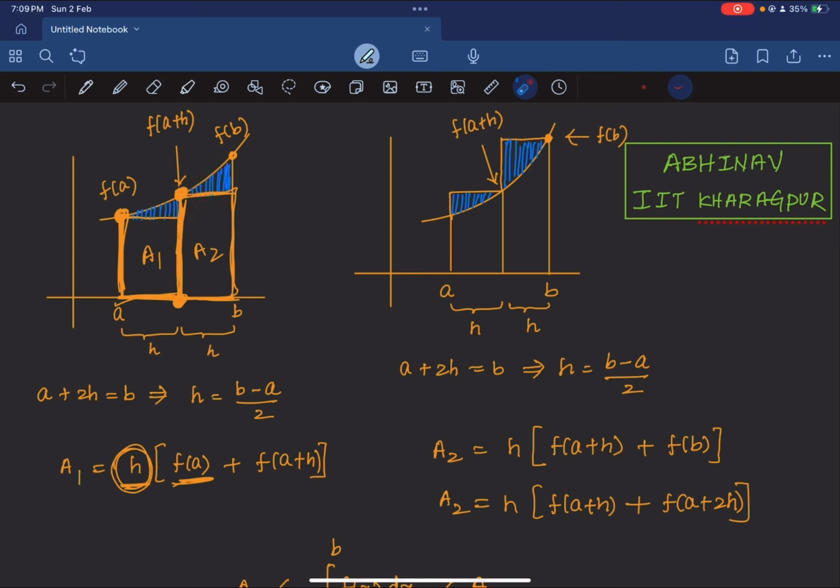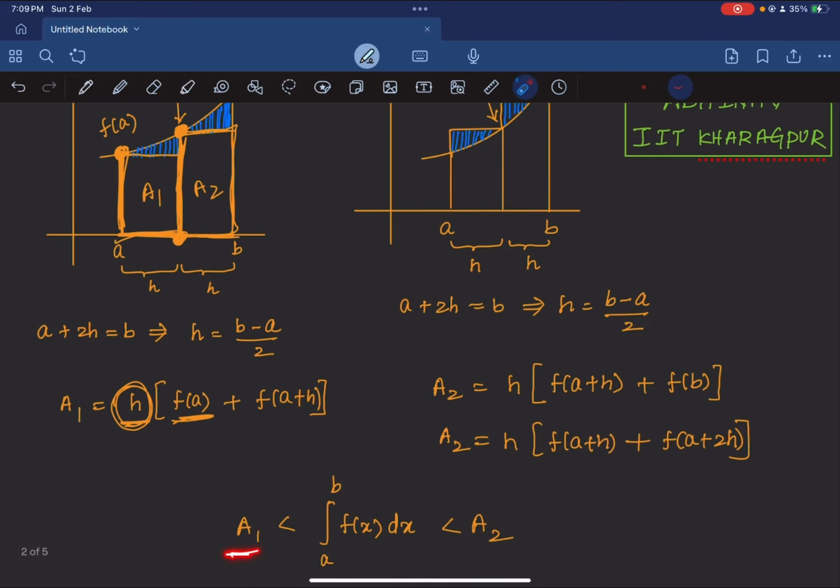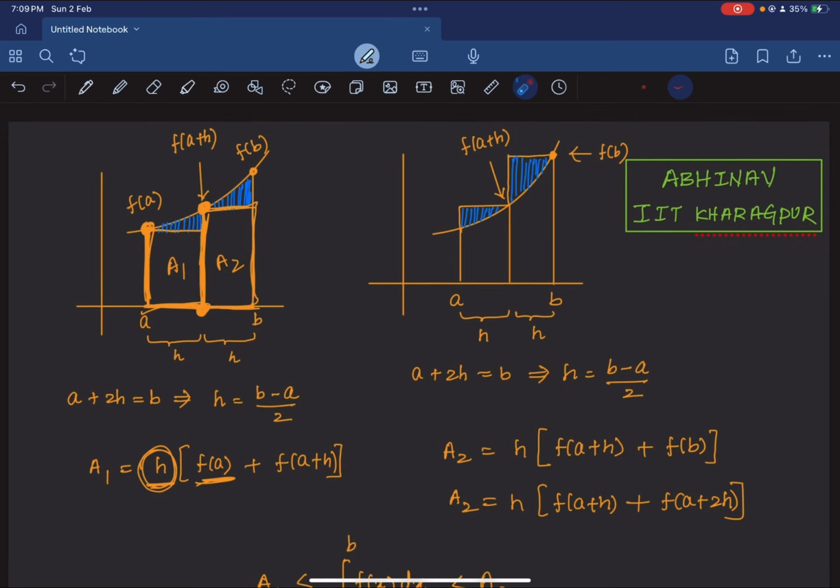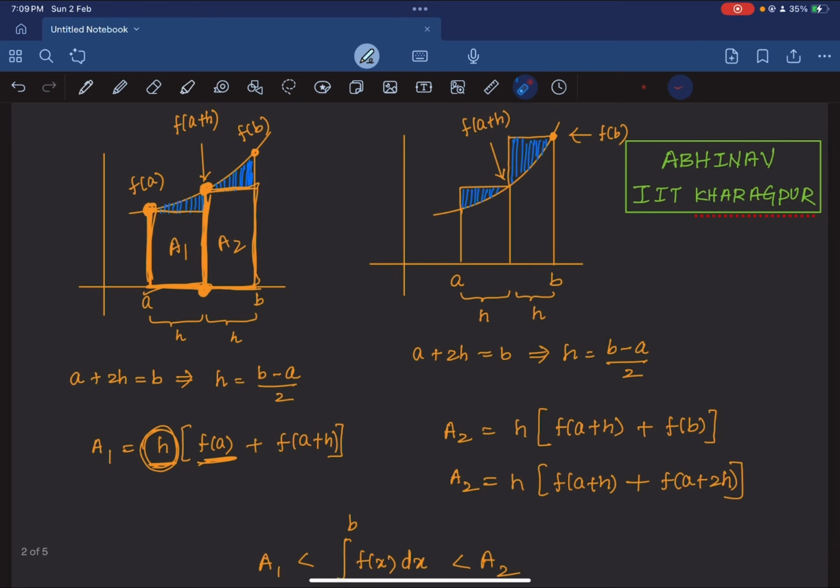This blue portion also lies under this curve, but that is not taken into consideration while calculating a1. Therefore, a1 is less than the actual area. This is the actual area. Now, let us compute the area in a different way.